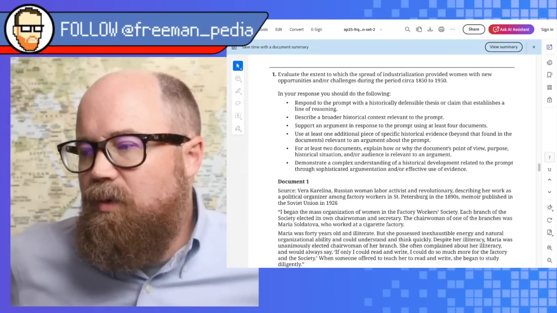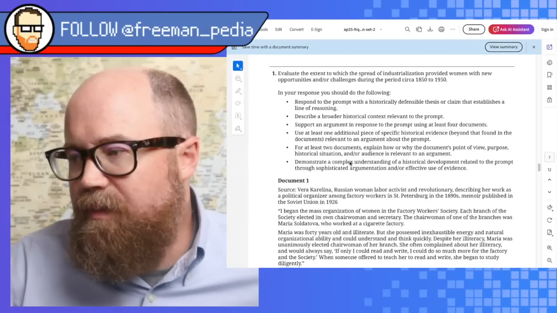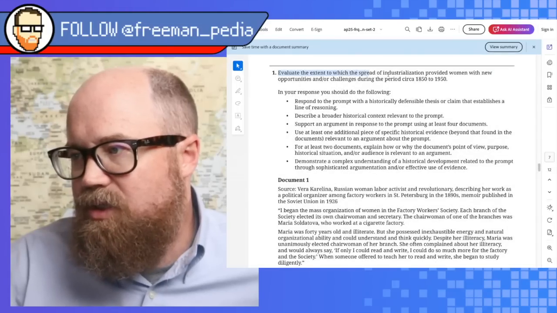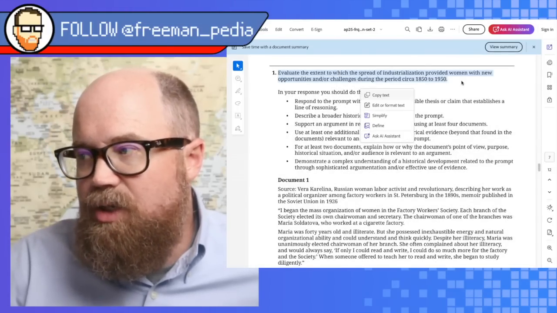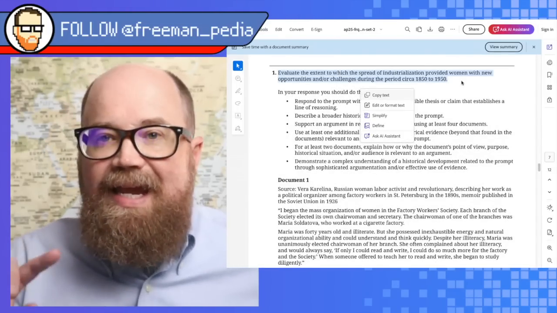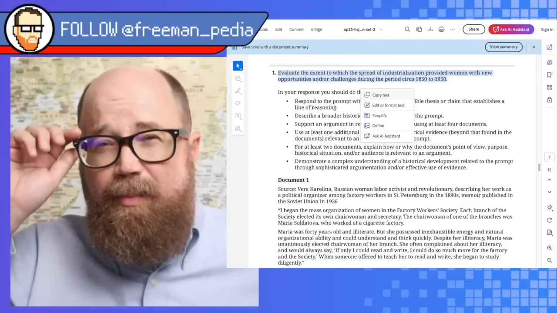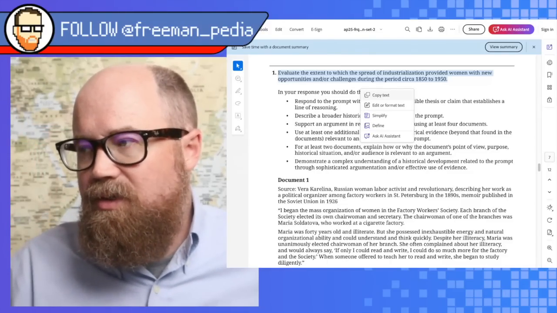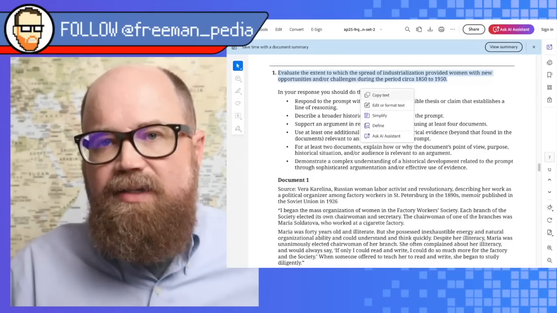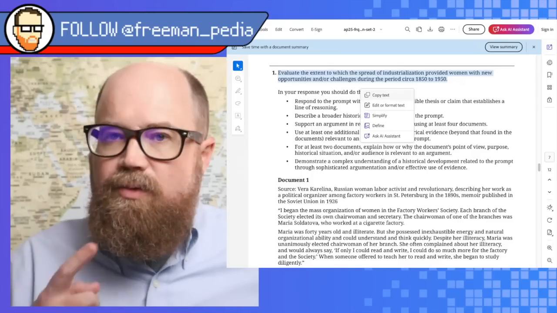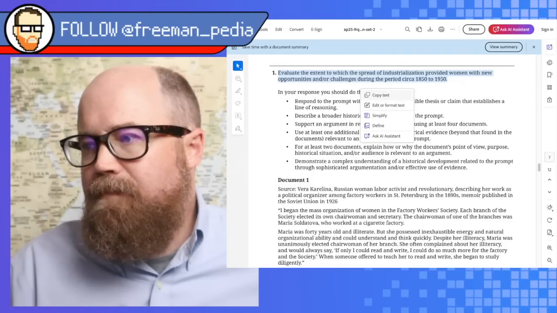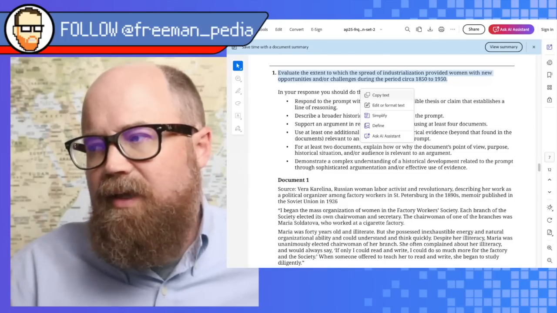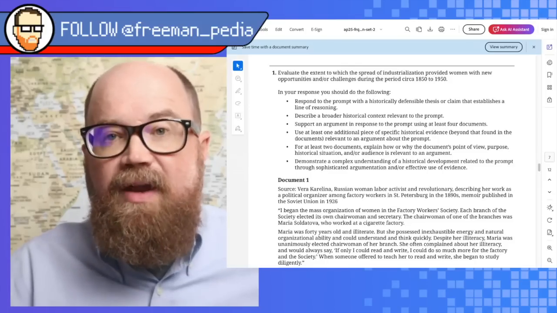So if you had this one, again, just in lieu of time, here is the quick version. It is asking you, evaluate the extent to which the spread of industrialization provided women with new opportunities and or challenges. So I think that's a tougher prompt in general than the other one, which was about technology affecting Africa and imperialism. But I think the documents are also helpful. Neither of these are my favorite one ever.